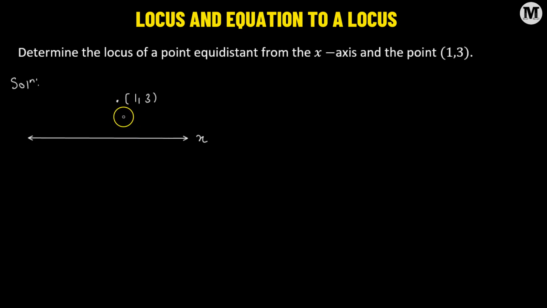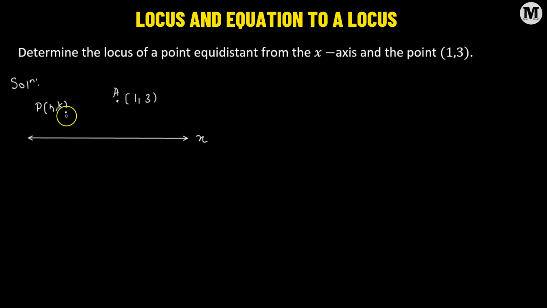Now, we need to determine the locus of a particular point which is equidistant from both the x-axis as well as the point 1, 3. So let's suppose that we have a point P. P has the coordinate h, k. Now, we're going to name the point having coordinate 1, 3 as A.